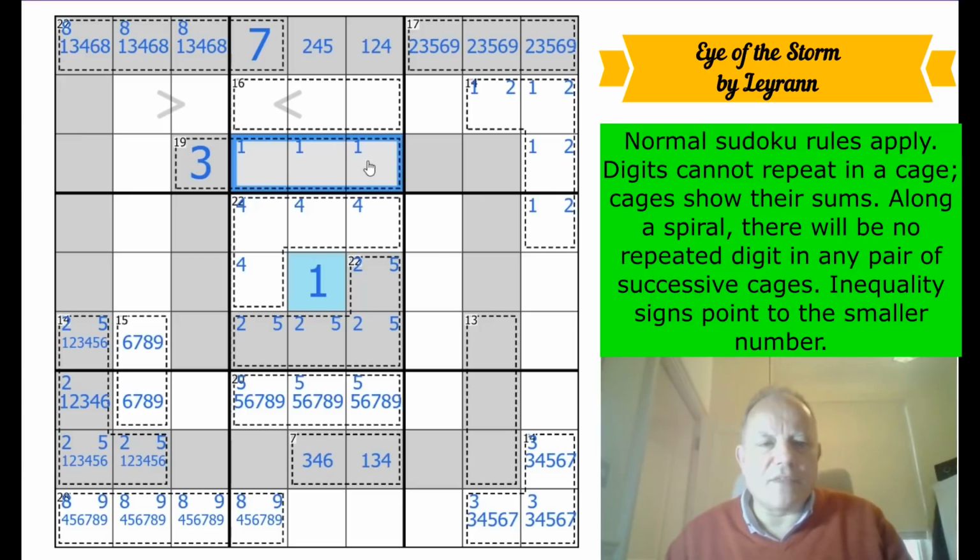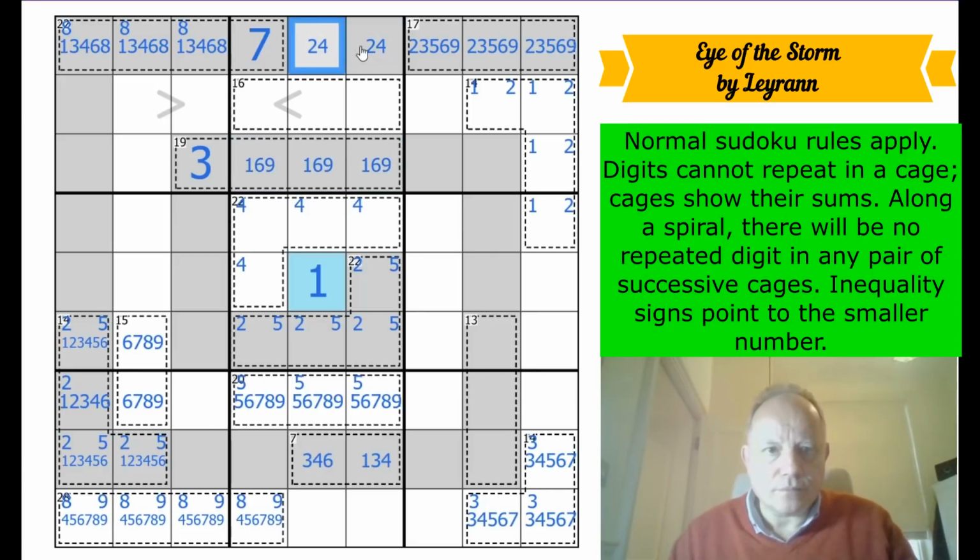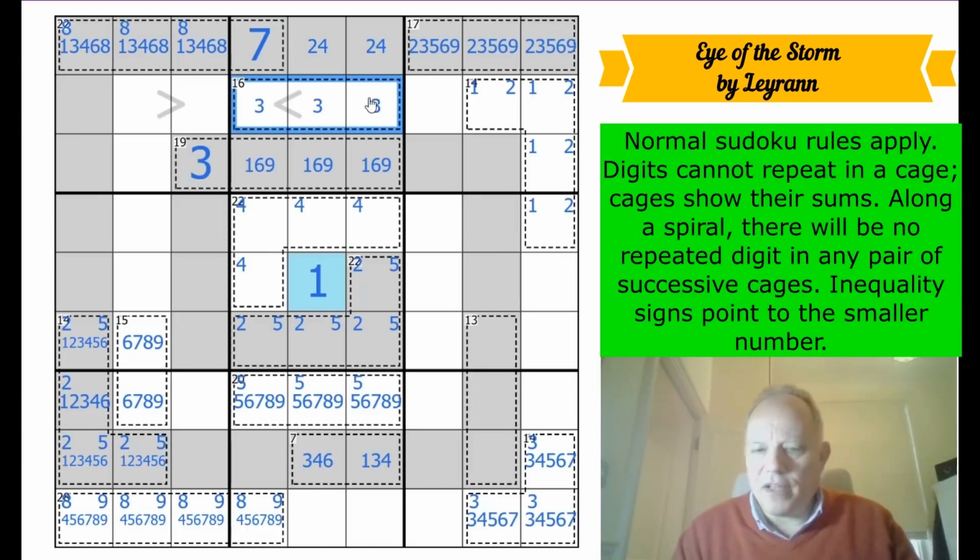3, 1, and a pair that adds up to 15 there. That's not 7, 8. It does do things. 1, 6, 9. So we can take 1 out of here. So this is a 3, 5, 8 triple. Let's respect the inequality sign slightly. Now 2, 4. So we can get rid of 4 here.